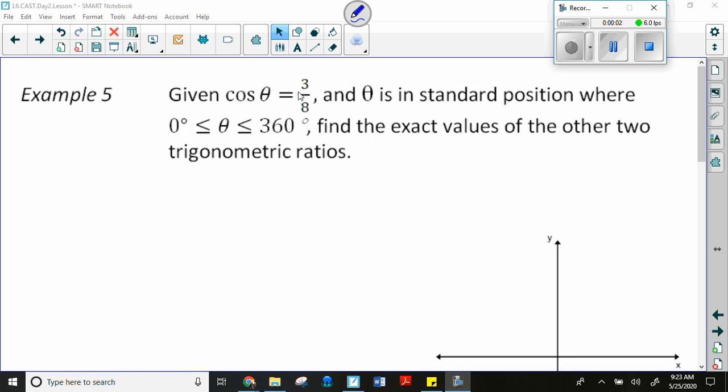Okay, last one. Given cos of this, and theta is in standard position where it could be in either of four quadrants, find the exact values of the two trig ratios.